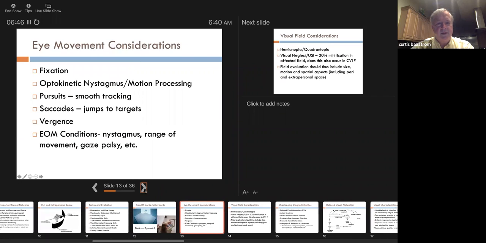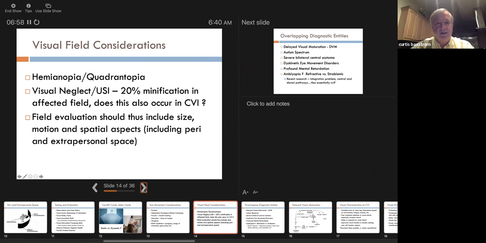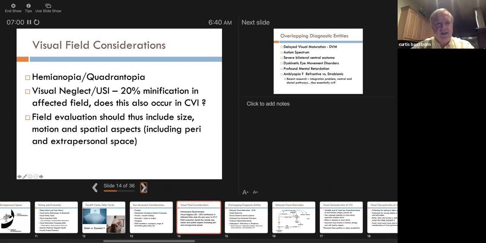So eye movement considerations, we want to look at fixation, motion processing through OKN, pursuits, saccades, vergence. The key is we want to find out what eye movement abilities they do have. Secondarily, a lot of these CVI patients may also have visual field loss, a hemianopsia or quadrantanopsia from a stroke in utero, possibly. But also you can have visual neglect or unilateral spatial inattention. So this doesn't have to be a true loss, it could be an attentional issue.